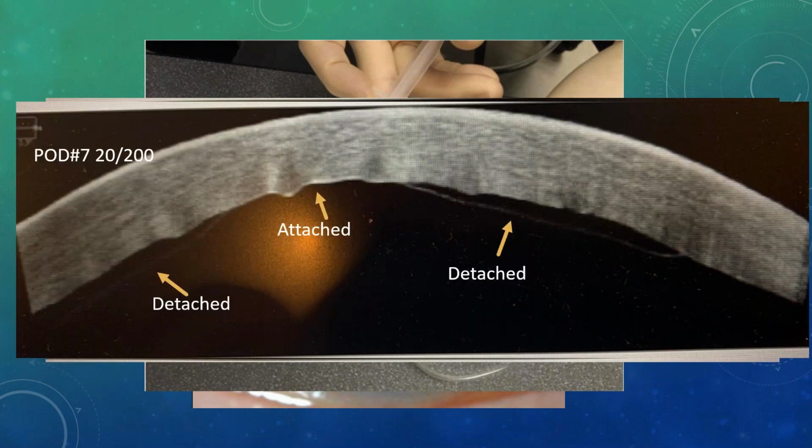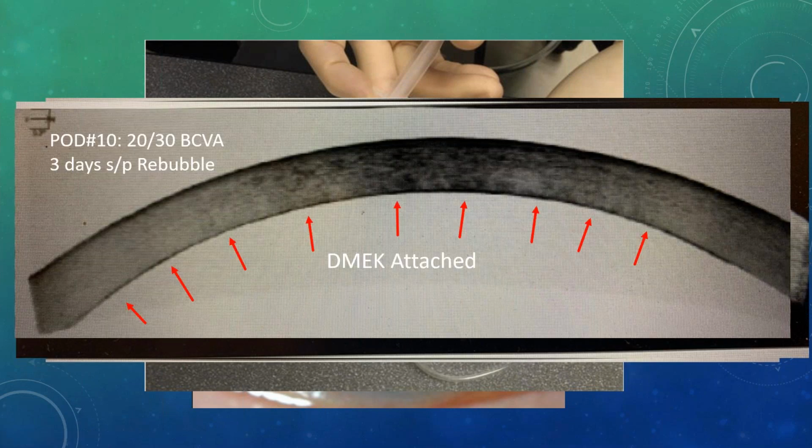He came back at day 7 and said, you know, I'm just not seeing as great as I was earlier in the week. You know, what's going on? And I did an anterior segment OCT, and you can see where he's detached. It's sort of bowstringing. That's the transplant. Super, super thin. It's attached here and it's detached here, and you can see the stromal thickening. I rebubbled him in the clinic, and this is day 10. 3 days afterwards, he's completely attached, and he was 20/30, which for 10 days after a cornea transplant is just really remarkable.